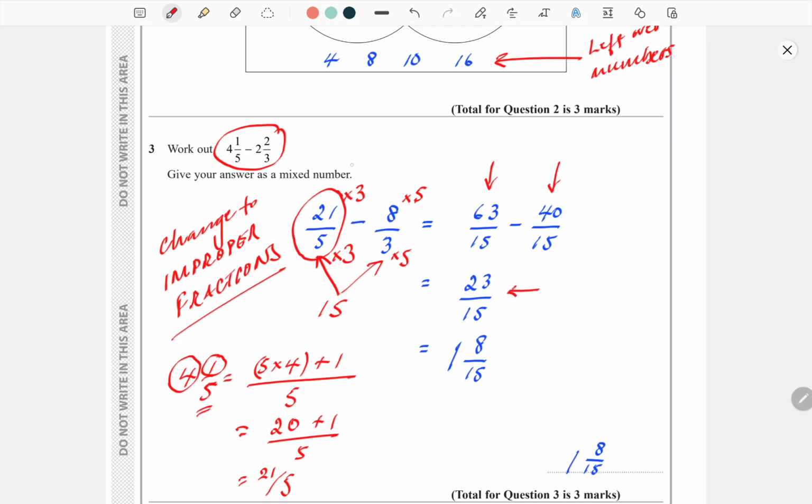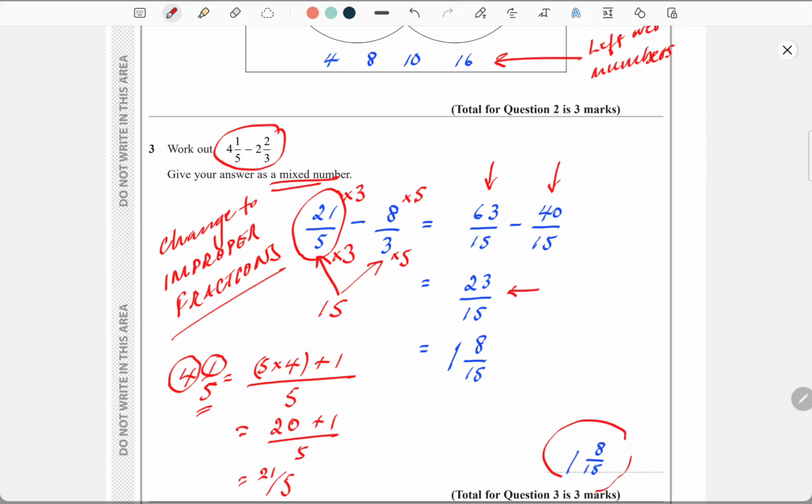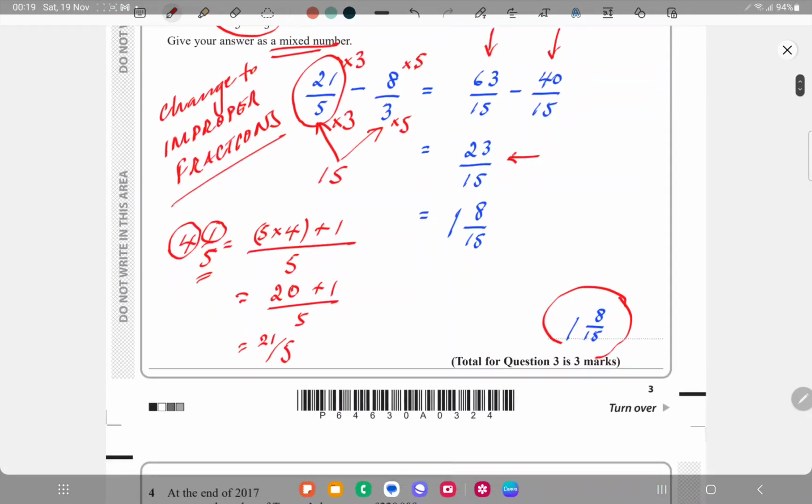And then remember, the question says, give your answer as a mixed number. Don't lose track of the question, right? It's so easy to lose a couple of marks for no reason whatsoever. Pay attention to the question and give the answer in the right format. So 15 into 23 goes once, and 8 remainder, so 8 over 15, and the answer is 1 and 8/15, all right? So ensure the format is correct, all right?